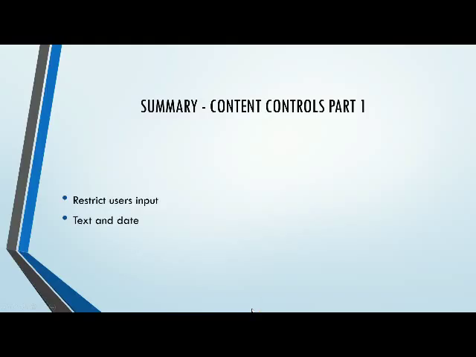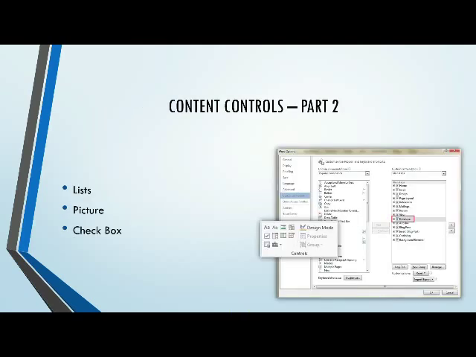Let's summarize what we learned in Content Controls Part 1. We use text and date fields for the users to input data, and we restricted how the users would input using a specific format for our date. Microsoft Word 2013 also has content controls such as lists, pictures, checkbox, and even a combo box. So let's dive into building some of those.